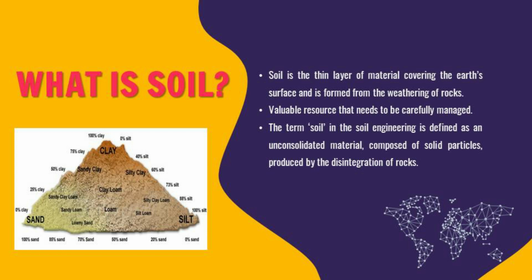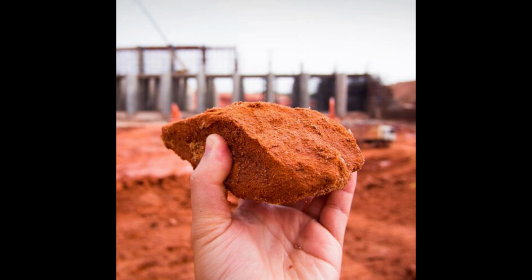What is soil? Soil is the thin layer of material covering the earth's surface, and it is formed from the weathering of rocks. It is made up mainly of mineral particles, organic materials, air, water, and living organisms, all of which interact slowly yet constantly. Most plants get their nutrients from the soil, and they are the main source of food for humans and animals. Therefore, most living things on land depend on soil for their existence. Soil is a valuable resource that needs to be carefully managed as it is easily damaged, washed, or blown away.